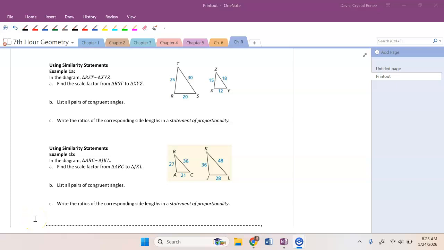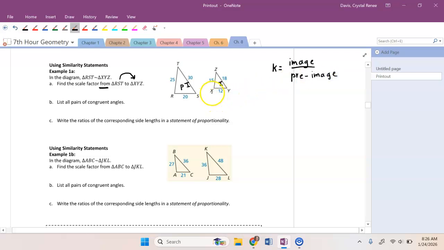All right, so let's look at some examples. Okay, let's look at example 1a. It says in the diagram, triangle RST is similar to triangle XYZ. So these two are similar. Okay, find the scale factor from, this is key, from RST to XYZ. So that means we start with triangle RST, we end with triangle XYZ. Okay, now remember what we start with is the pre-image, and what we end with is the image. Okay, and we learned back in chapter 4 that the scale factor is always a length of the image over that corresponding pre-image.